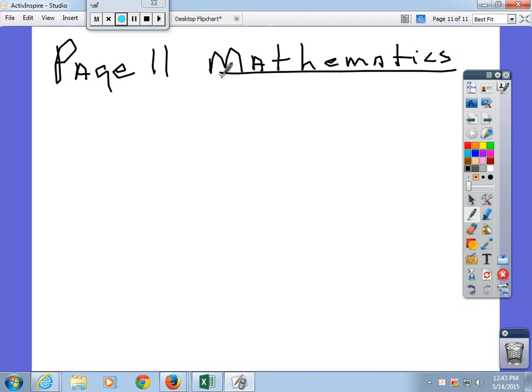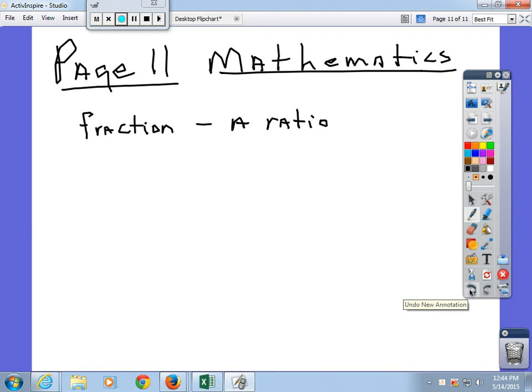Now, I don't spend a lot of time on this because I don't want to insult anybody's intelligence, but I am assuming that you all know how to do fractions, decimals, and percents. For those that haven't had pre-algebra in a long time, I'm going to cover a couple of things. A fraction is basically a ratio. The best way to show a fraction is with a pizza. Everybody can relate to it.